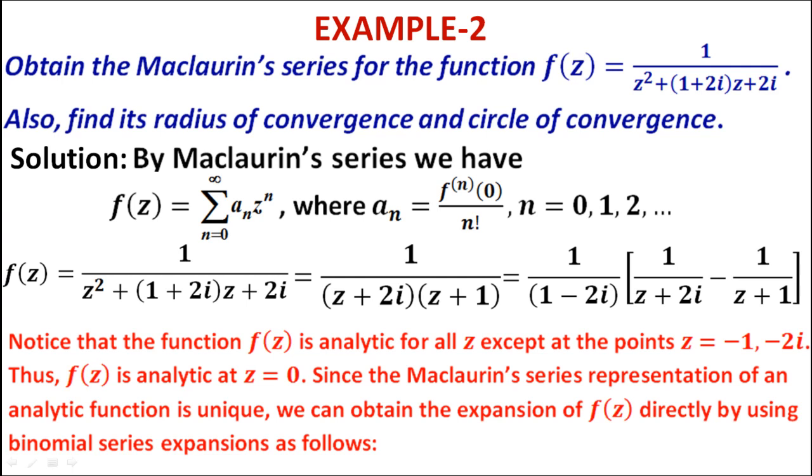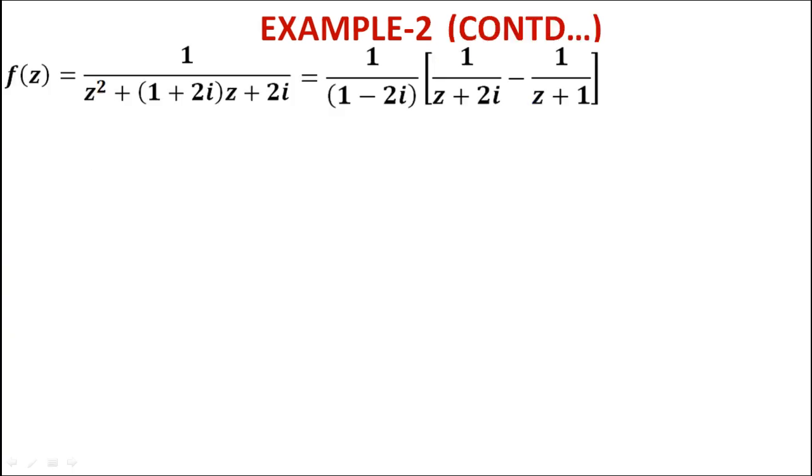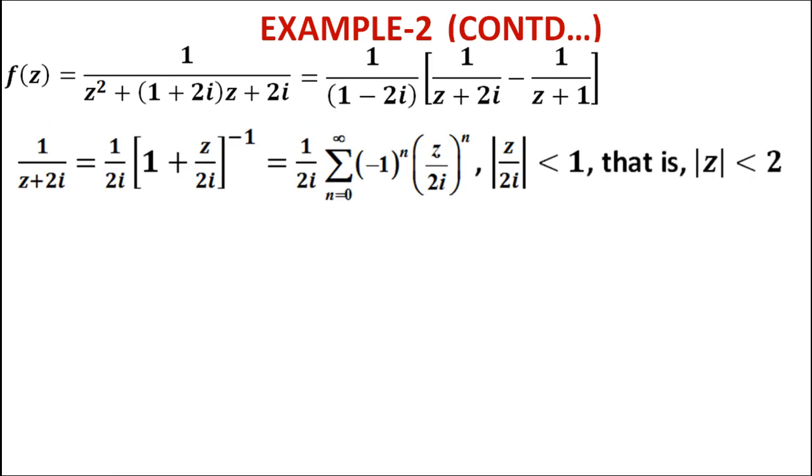Since the Maclaurin series representation of an analytic function is unique, we can obtain the expansion of f of z directly by using the binomial series expansions. So we have these things, and I am manipulating 1 by z plus 2i. I am rearranging that as 1 by 2i times (1 plus z by 2i) whole to the power of minus 1, whose binomial expansion is like that, and which is valid on mod of z by 2i is less than 1, that is mod z is less than 2.